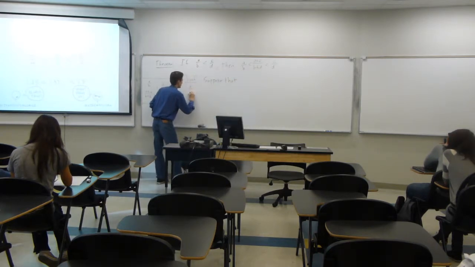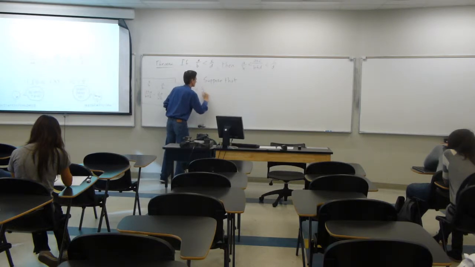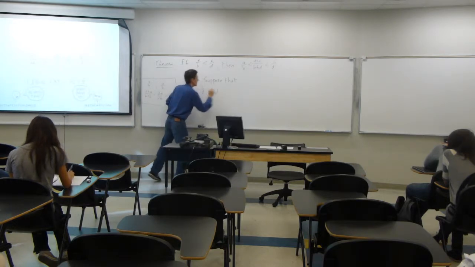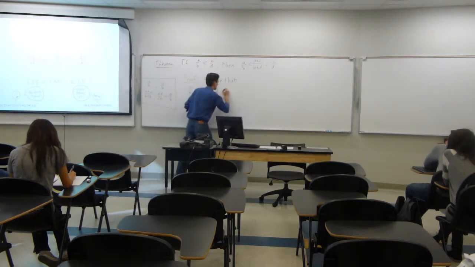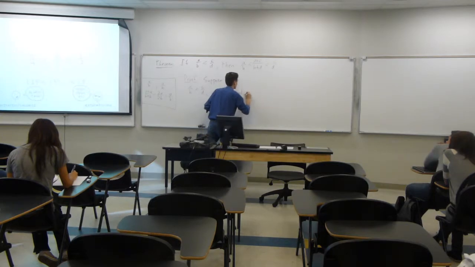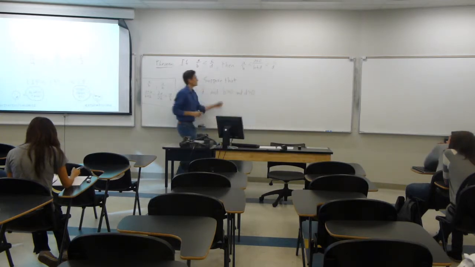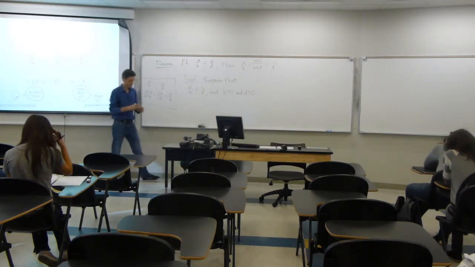Suppose that a over b is less than c over d. And we're going to make two other assumptions. One is that b is positive, and the other is that d is positive. So in other words, that both the denominators are positive.